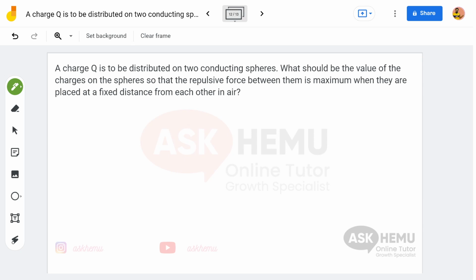Charge Q is to be distributed on two conducting spheres. The total charge here is capital Q. What should be the value of the charges on the spheres so that the force between them is maximum?